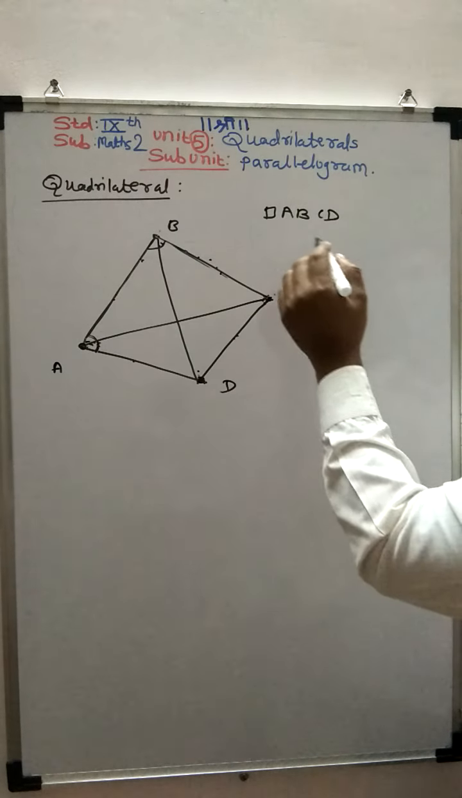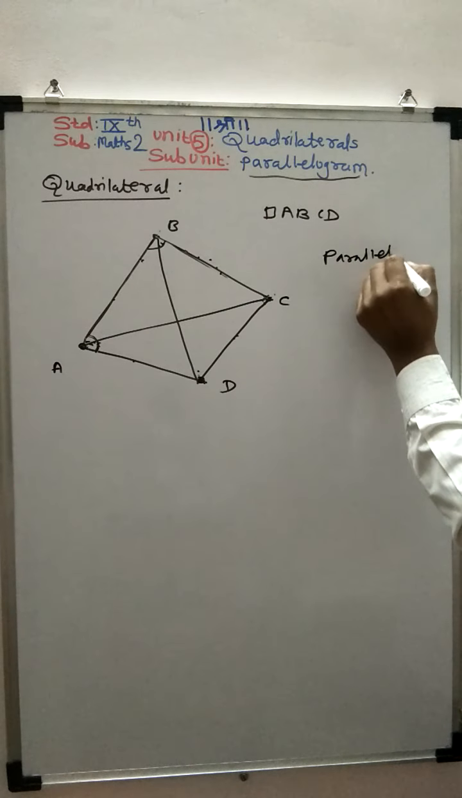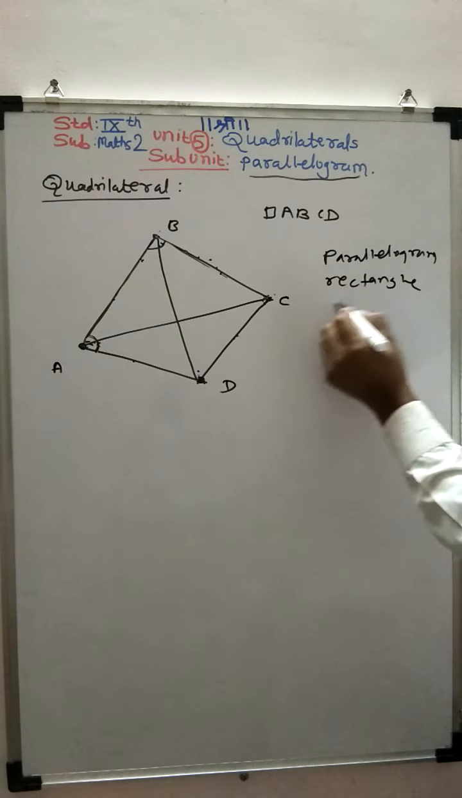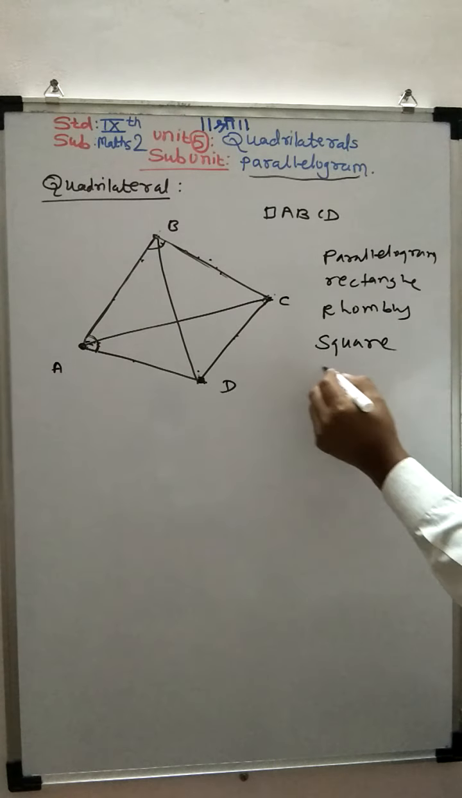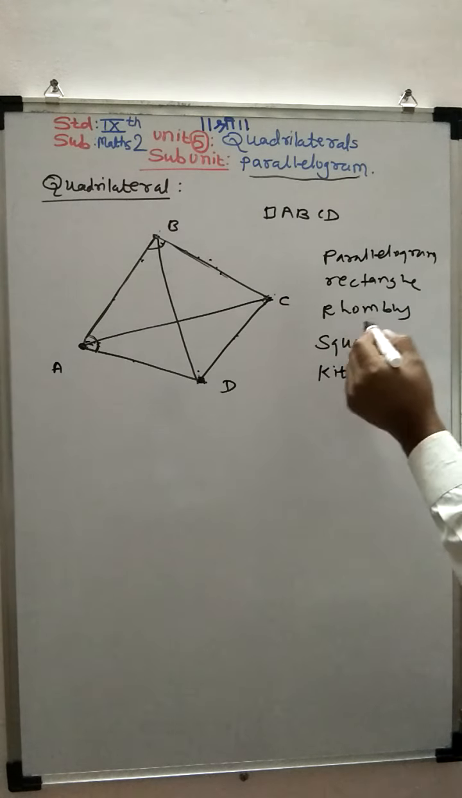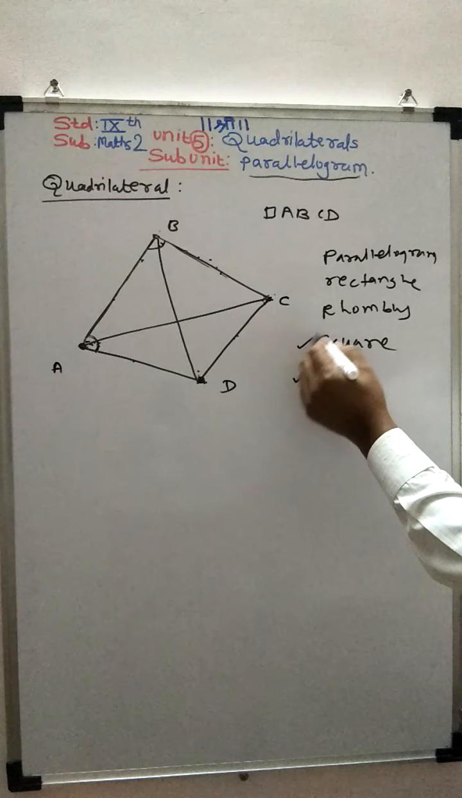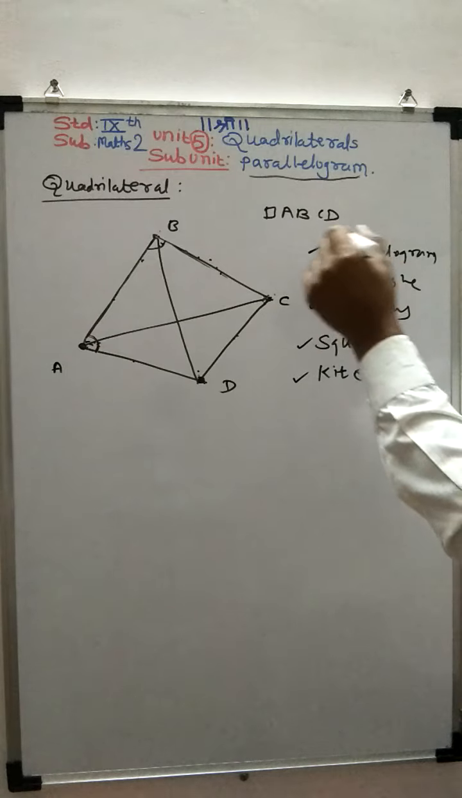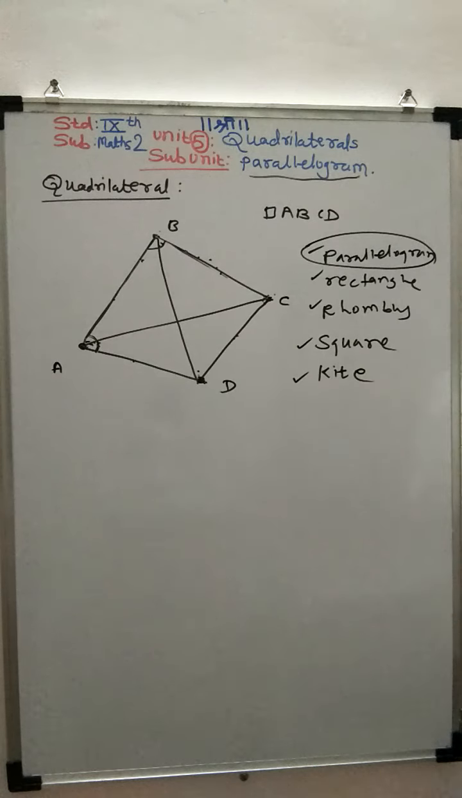Now we study the various types of quadrilaterals. The first type is parallelogram. Others are rectangle, rhombus, square and kite. Parallelogram, rectangle, rhombus, square and kite are the various types of quadrilateral. In this unit we will study the properties of parallelogram.